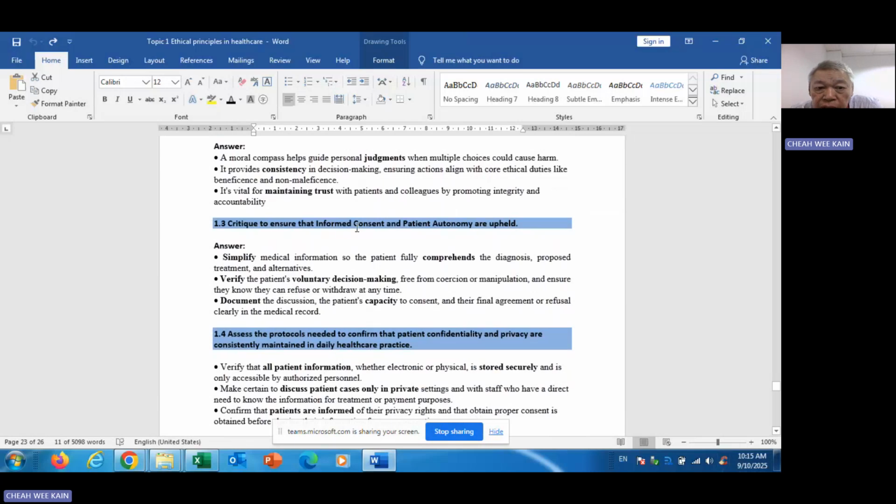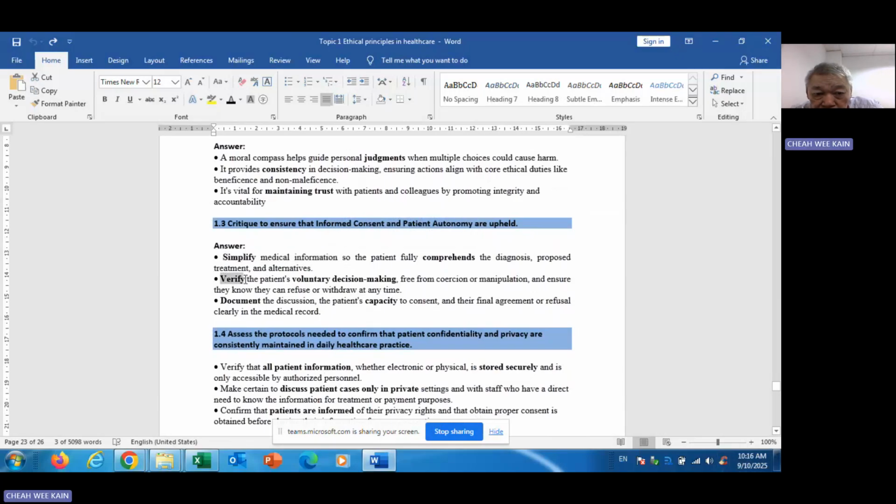How do you make sure that informed consent and patient autonomy are upheld? Answer: simplify the medical information. Verify the patient's voluntary decision making. Confirm it: are you making your decision based on all the information we've given you? The doctor should ask that. Document the discussion, capacity to consent, and the full process.